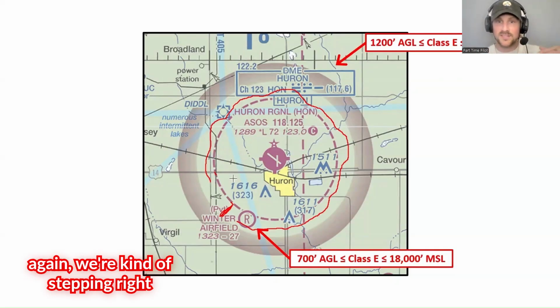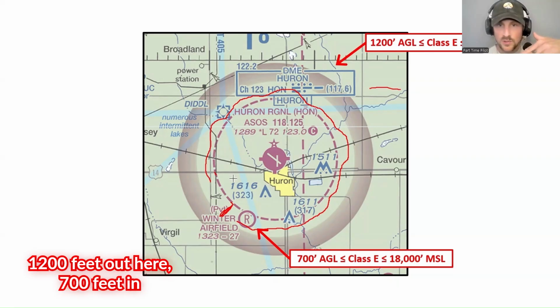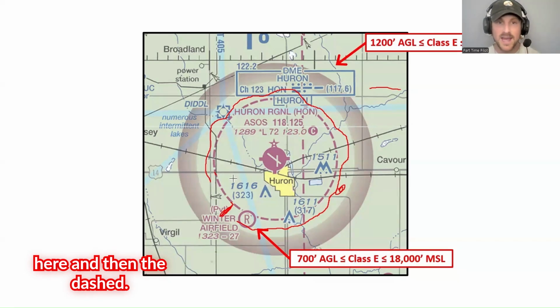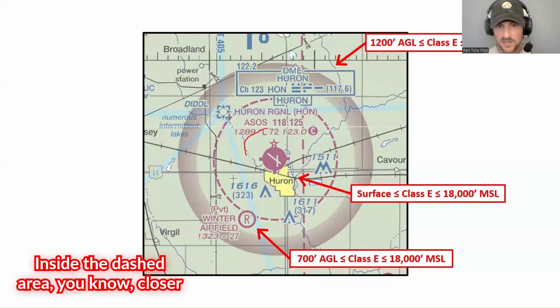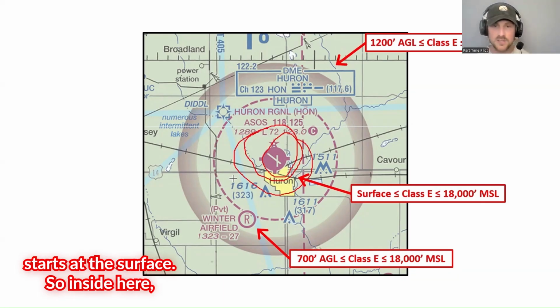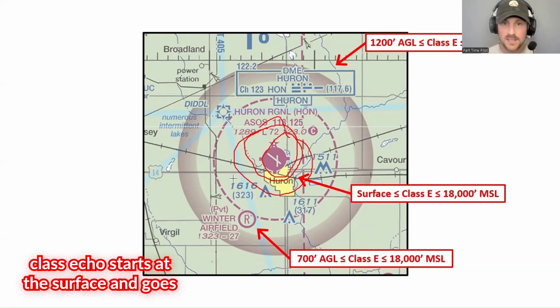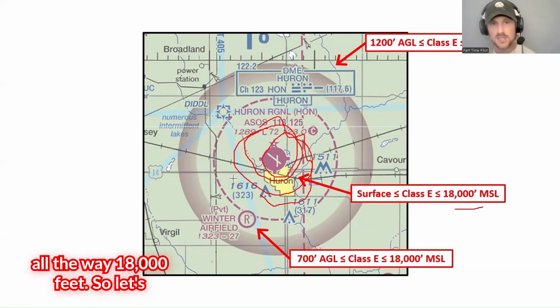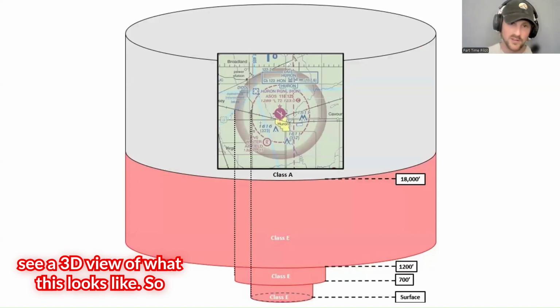So again, we're kind of stepping, right? 1,200 feet out here, 700 feet in here. And then inside the dashed area, closer to the airport, Class Echo starts at the surface. So inside here, Class Echo starts at the surface and goes all the way to 18,000 feet. So let's see a 3D view of what this looks like.